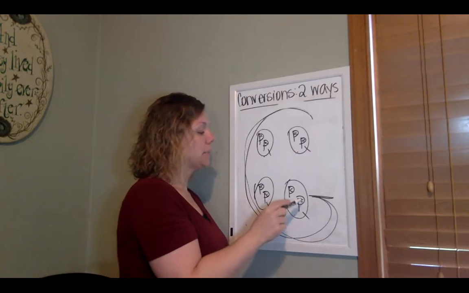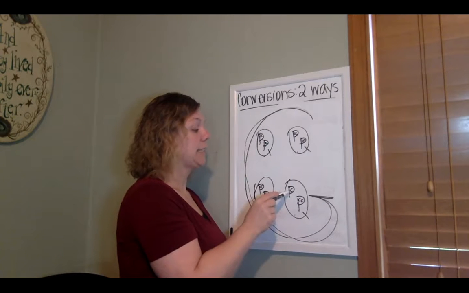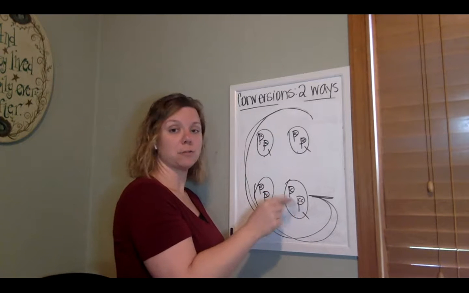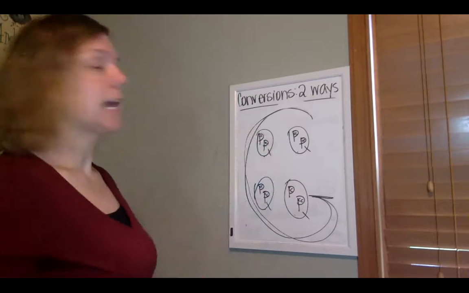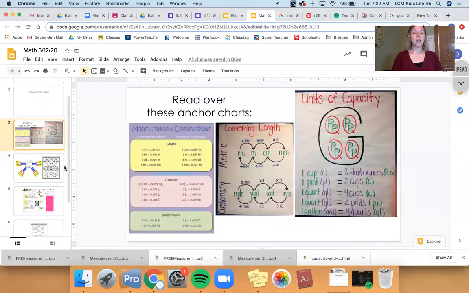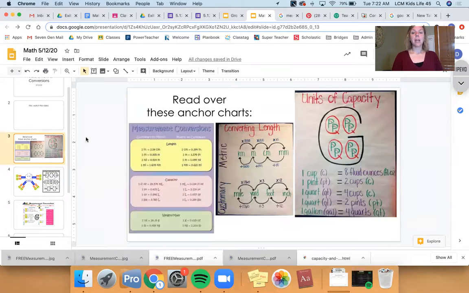How many cups are in 2 pints? 2 pints has too many C's. How many C's? 1, 2, 3, 4 C's. So 4 C's and 2 P's, right? So I personally like this as a way to look at that capacity. If you look at what you have in your Google Slides, I did give you Gallon Man, if that's something that you've used in the past that you're comfortable with, but I also did give you a copy of this.